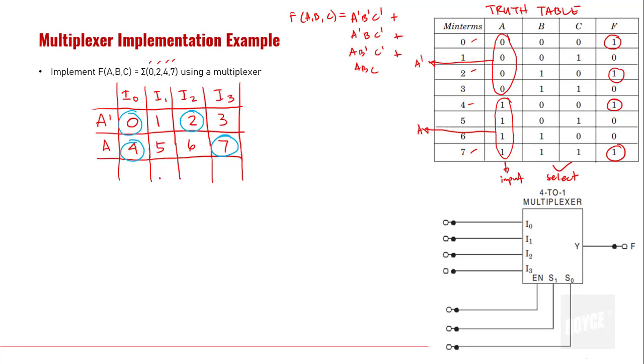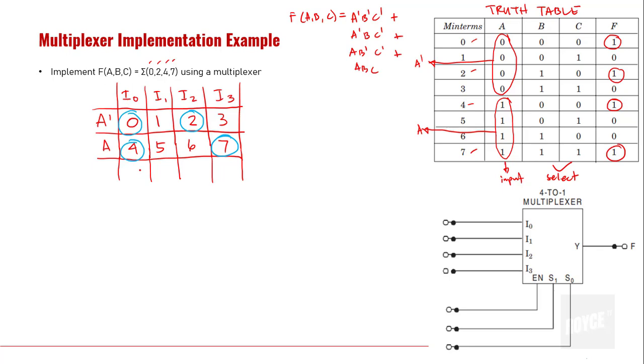The next step is that sa last row, sa third row, i-compare natin yung A complement row tsaka yung A row. If 2 minterms of a column are encircled, then we're gonna write 1. If 2 are uncircled, we're gonna write 0. If 1 is circled, isa lang yung circled, then we're gonna write the name of the row where it is located. So that's the rule.